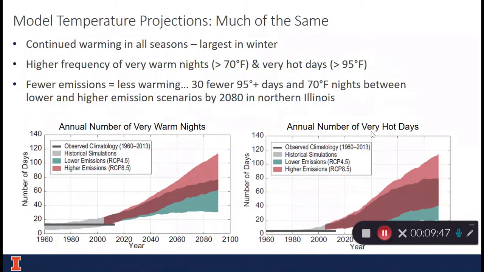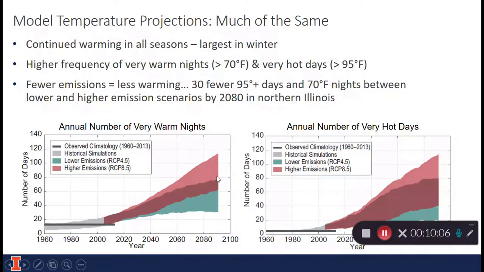And what that means is an overall projected higher frequency of the very warm nights. That's the nights when we get above 70 degrees Fahrenheit or don't get below 70 degrees Fahrenheit. And higher frequency of very hot days. That's the days where our maximum temperature gets at or above 95 degrees.